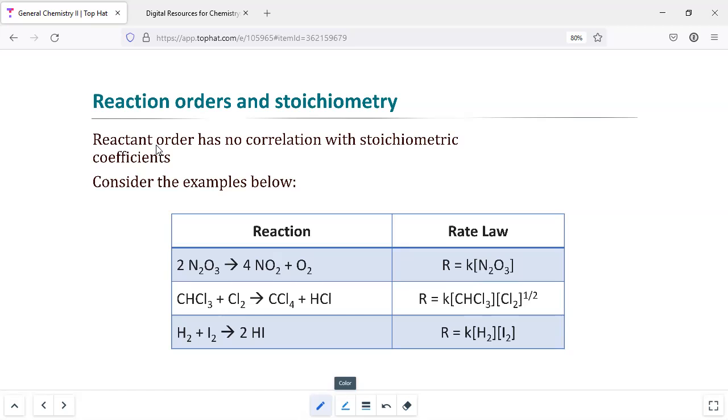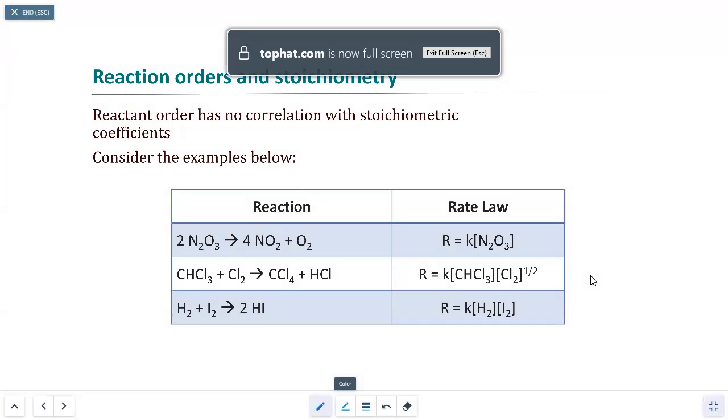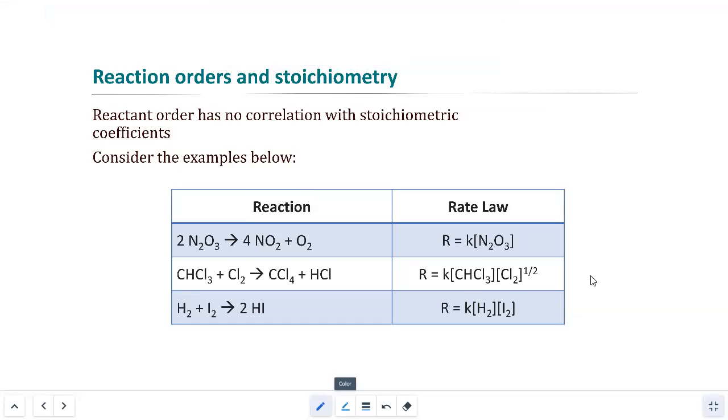This is a really important point right here. We need to understand that our reaction order has absolutely nothing to do with our coefficients. Absolutely nothing to do with our coefficients. If a rate law happens to match the stoichiometry like it does on the bottom, that is kind of a coincidence.